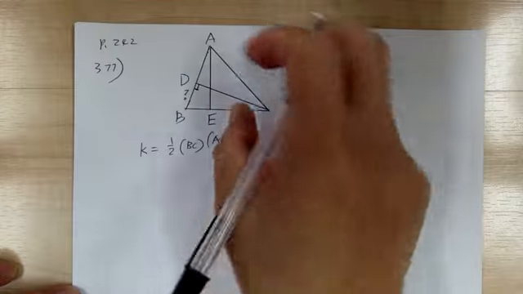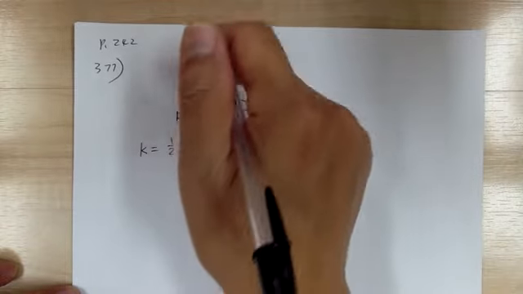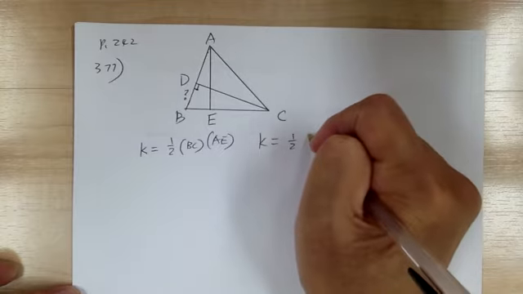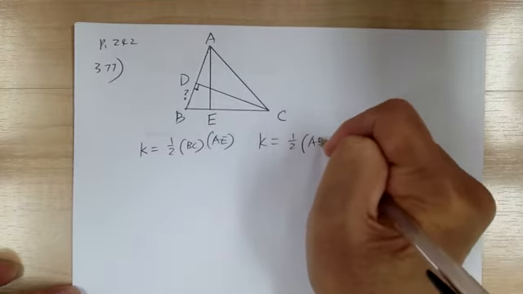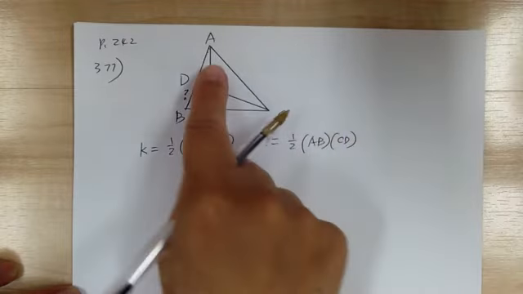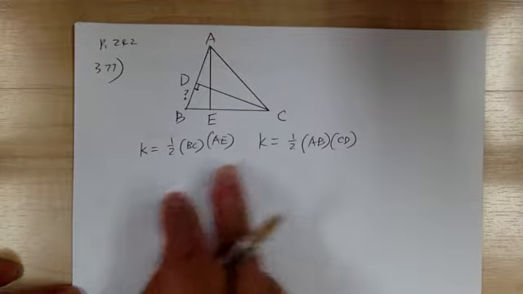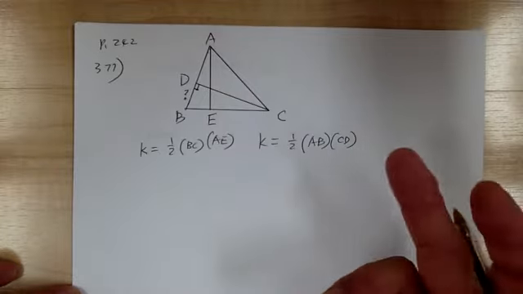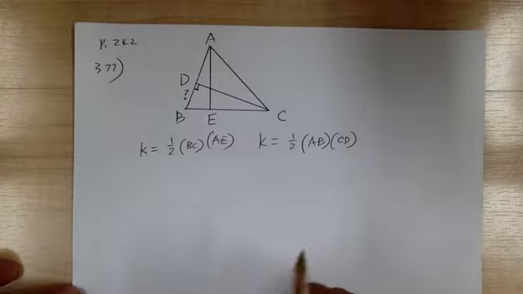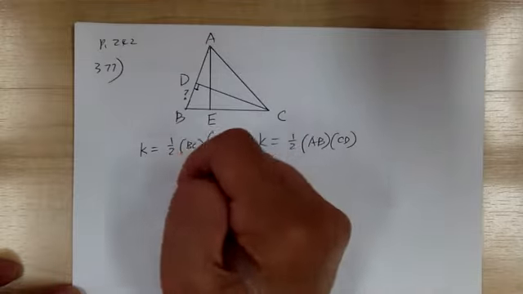Now if you turn it around, if you look at using this as a base, K would be 1/2, the base would be AB, and the height would be CD. Now, since both are the same triangle, just looked at from a different direction, they should have equal area. So you say this is equal to each other.